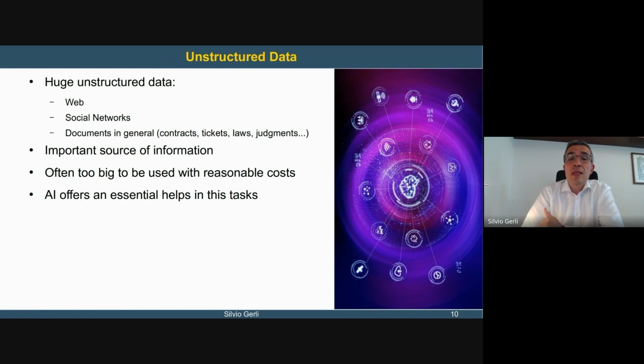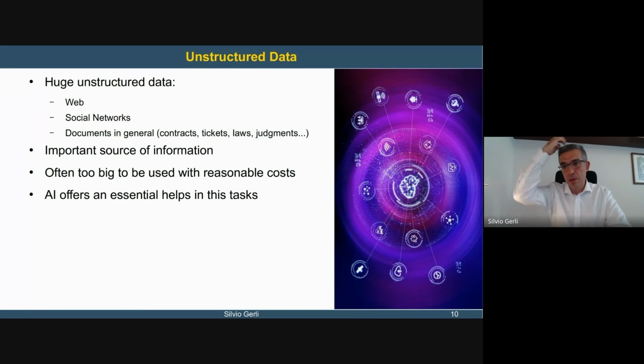Documents in general, let's say contracts of the company, the tickets, the complaints, the laws, the judgments, the rules, a lot of data that are unstructured because they are text, because we are human and we do not speak using a database. We speak using Italian, English, and so on. So it is text and it is not structured. So we have to see it as an important source of information.